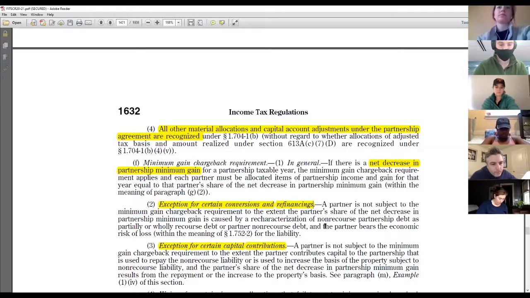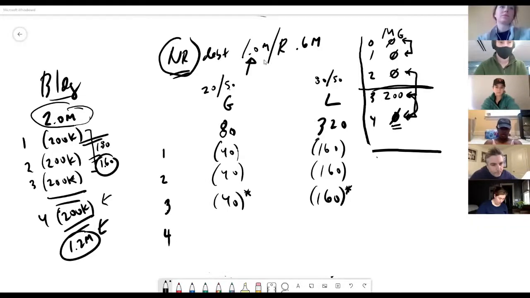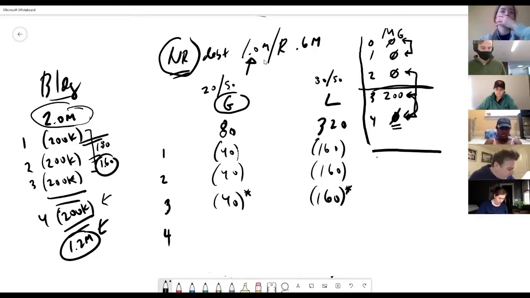And the partner bears the economic risk of loss for the liability. So that's what's happening here with respect to G. We're turning some of the debt from non-recourse to recourse, and G, as a general partner, is going to bear the economic risk of loss for that debt. We're going to do more on economic risk of loss in a couple weeks. But we know from what we've already learned that economic risk of loss asks sort of the doomsday scenario: who pays? And it's pretty easy here. L's not going to pay. L has no LDRO and is a limited partner. G is going to end up suffering the entire burden of this.